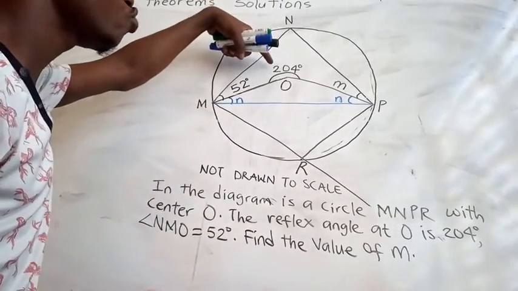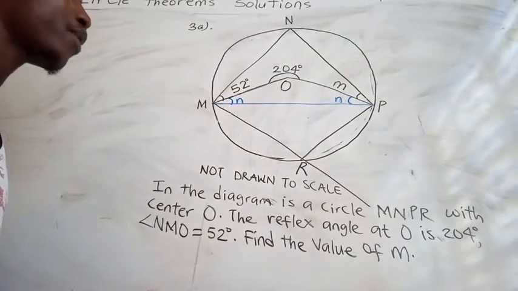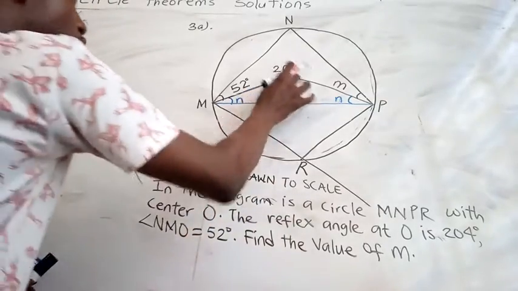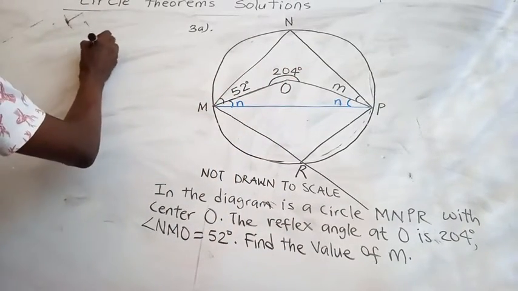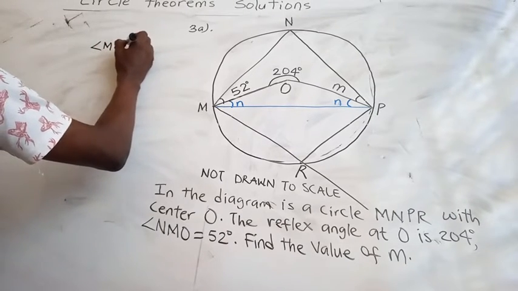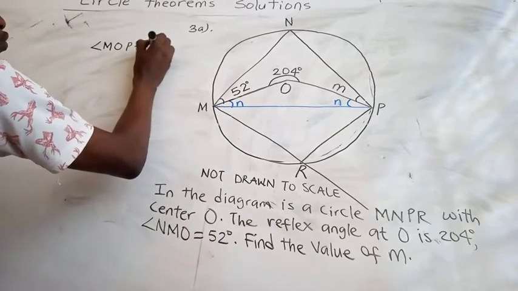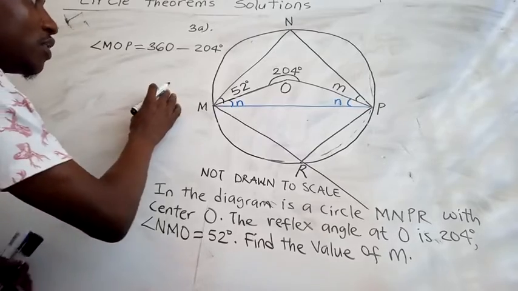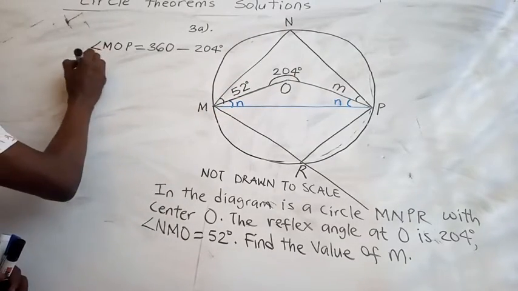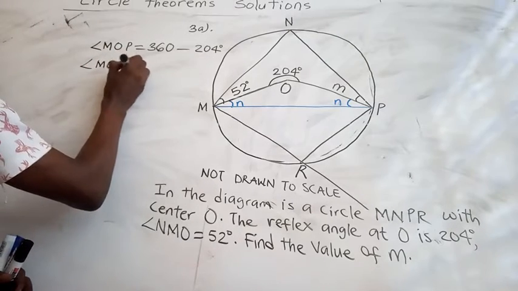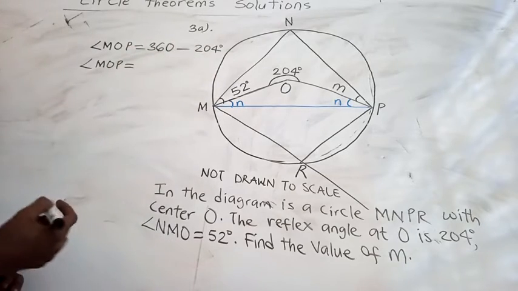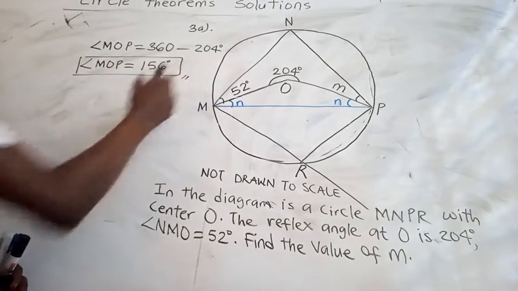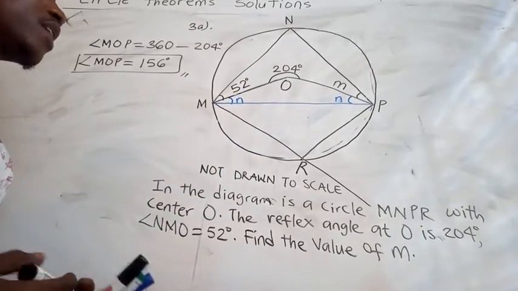So we know that 204 degrees is a reflex angle. A reflex angle refers to angles whose measure is greater than 180 but less than 360. So to find the angle at the center here, we can say angle MOP is equal to 360 minus 204, because this angle is a reflex angle. So here we have angle MOP is equal to 360 minus 204, which gives 156 degrees. So this is the angle at the center of the circle.